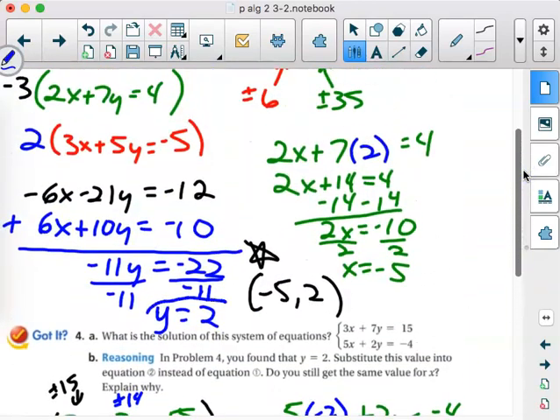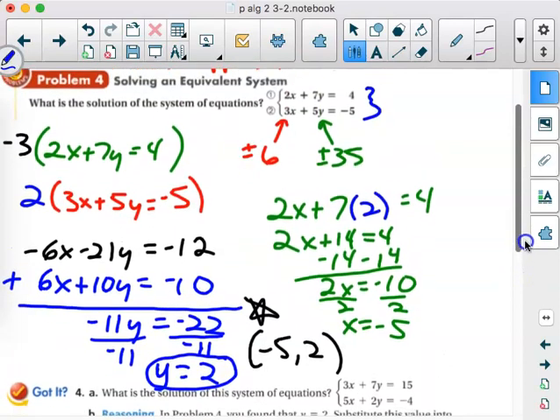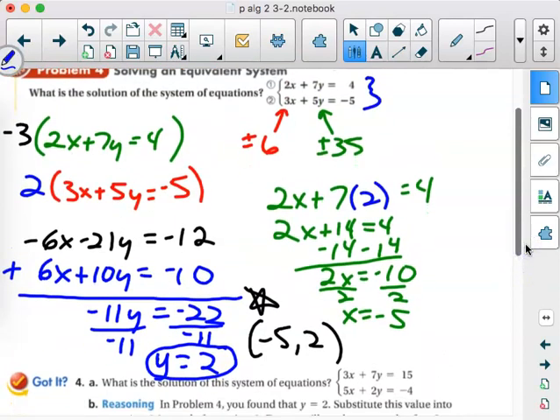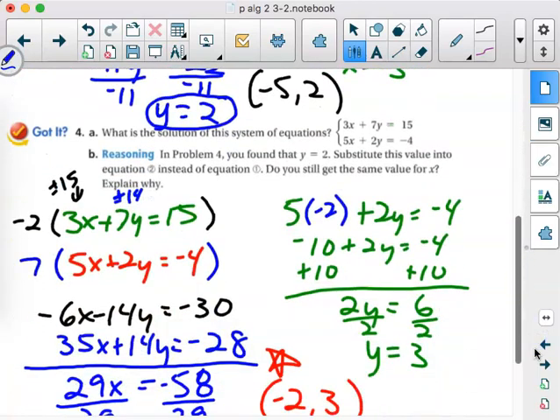Once we had this, I chose to put it in the first equation, the top one. Do you suppose it would matter if we put it into the bottom one? Would we get a different answer? We better not, or we did something wrong. Because remember, it has to work in both equations. So, when it says substitute this value into the other one, did you still get the same x? The answer is going to be yes. And explain why. It has to work in both equations.